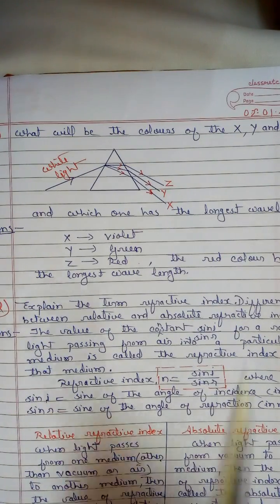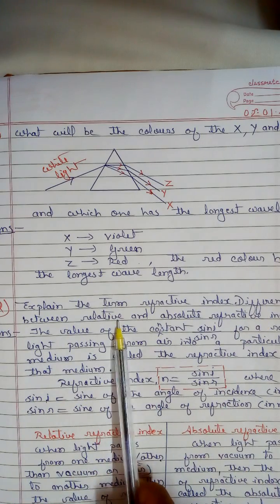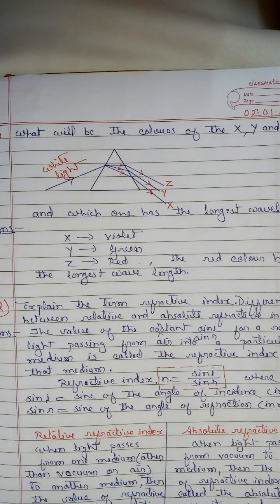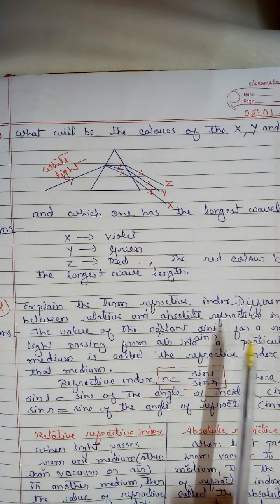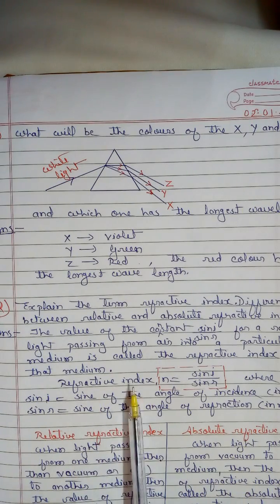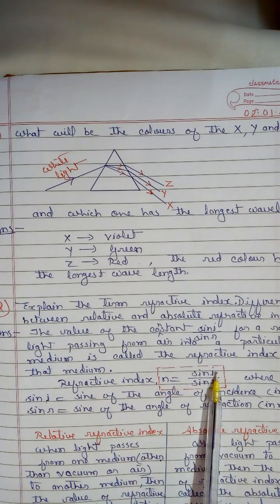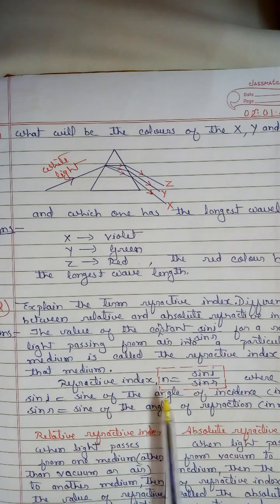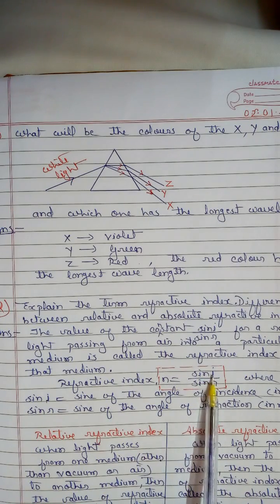Explain the term refractive index. Differentiate between relative and absolute refractive index. Now the value of the constant sin i upon sin r for a ray of light passing from air into a particular medium is called the refractive index. So we can write refractive index n equals sin i upon sin r, where sin i is the sine of angle of incidence in air and sin r is the sine of angle of refraction in the medium.